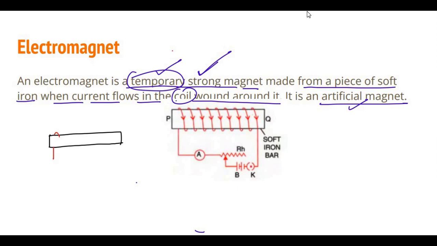Lift from the back, drop in front. Lift from the back, drop in front. All of you should practice drawing neatly, and each winding should be so neat. From here it drops in front, and then you connect it to a battery, a switch and a rheostat. Draw the rheostat either as in this figure, or you can also draw a rheostat in this way. This is also another symbol for a rheostat, a simpler one.